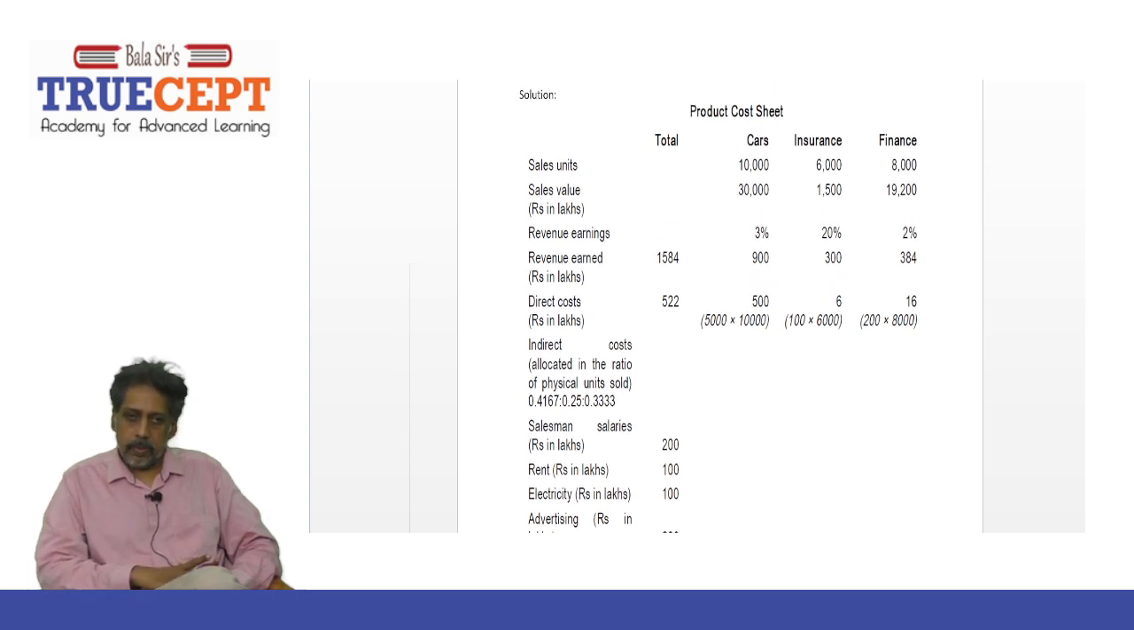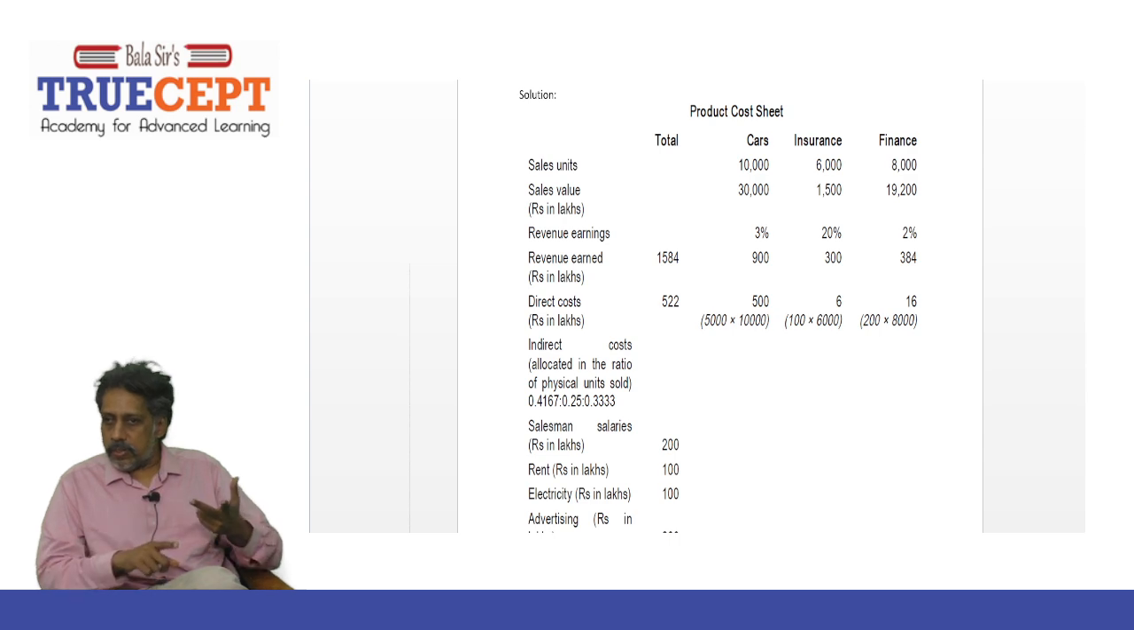Product cost sheet: particulars, total, cars, insurance, and finance are the columns. Sales units under cars 10,000, insurance 6,000, finance 8,000. So these are the number of units sold. You sold 10,000 cars, and then 6,000 insurance policies, and 8,000.